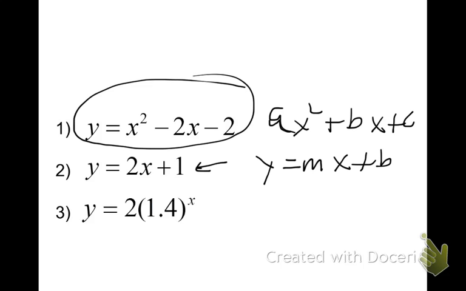And in the last one, I would hope that you'd say, hey, look, the variable is in the exponent. That's an exponential model. Now, is this exponential model going to be growth or decay? Well, that depends on what's inside of the parentheses. And since this is a number that's bigger than 1, this must be exponential growth.